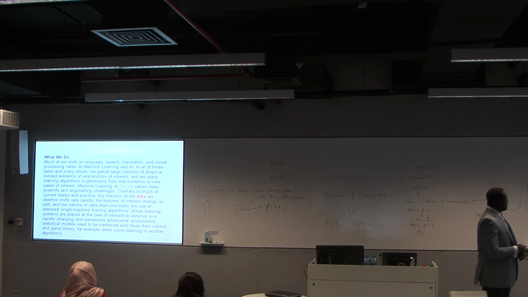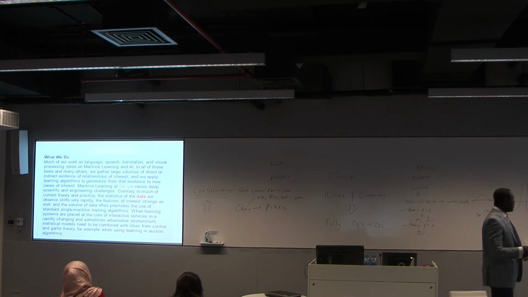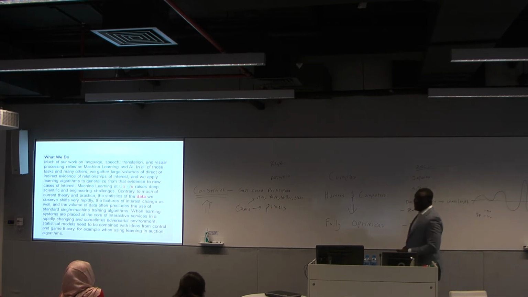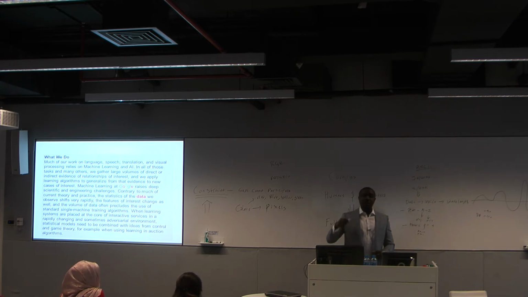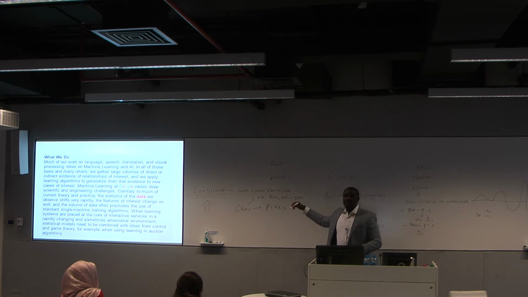Contrary to much of current theory and practice, the statistics of the data we observe shifts rapidly. The features of interest change as well. And the volume of data often precludes the use of standard single. So again, that's why I said it's going to be tough for computers to actually represent these problems, because all of this is moving fast. And again, I talked about the ideal combination.